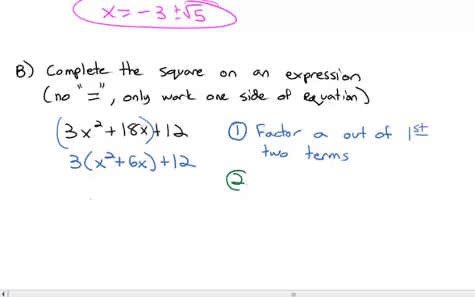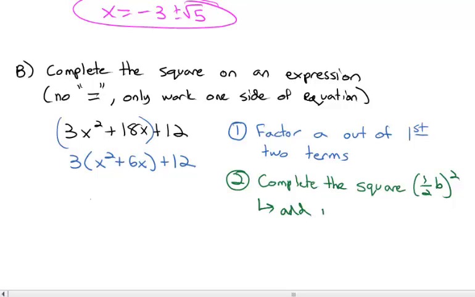The next step we're going to do is our actual complete the square step. We're going to find that 1/2 of b squared. We're going to do two things with it. We're going to add it inside the parentheses. But we can't do the same thing to both sides. So we can't add it to the left and add it to the right. So to stay balanced with something that we've added, we have to subtract it.